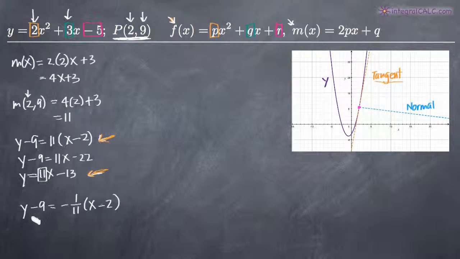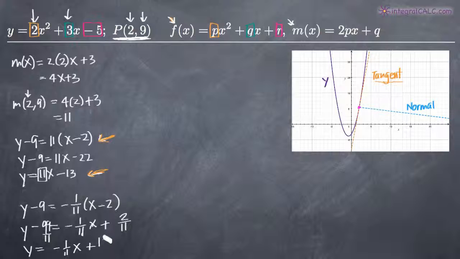If we want to write it in slope intercept form, again, we can easily convert. We say equals negative 1/11 x plus 2/11. And then if we add 9 to both sides, let's call this 99/11. So if we add 99/11 to both sides, we'll get y equals negative 1 over 11x, and then adding 99, we would get plus 101 over 11.